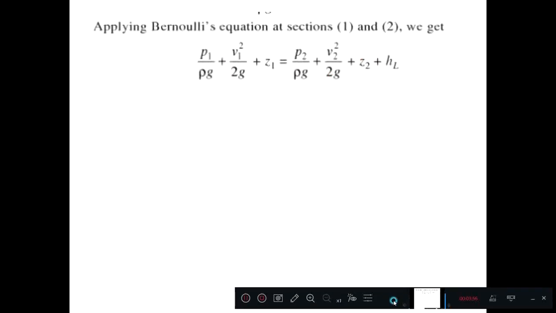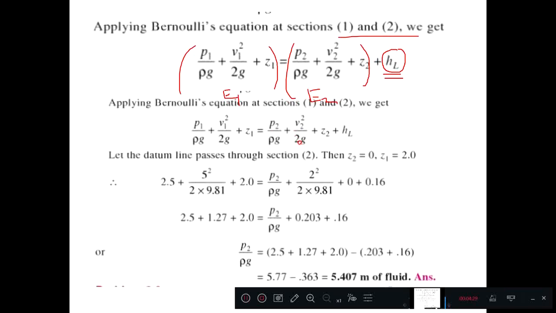Here we apply Bernoulli's equation at section 1 and 2. This is the energy at section 1 and this is the energy at section 2, but since we are applying this equation for real fluids, which possess viscosity, there will be a loss. That loss also you have to take into account, hence we have written it here as HL.